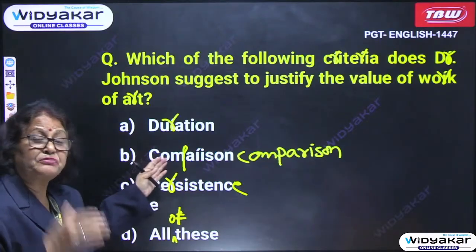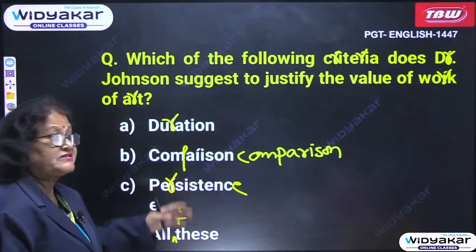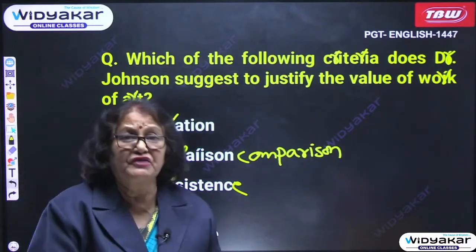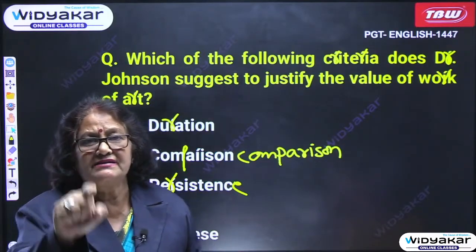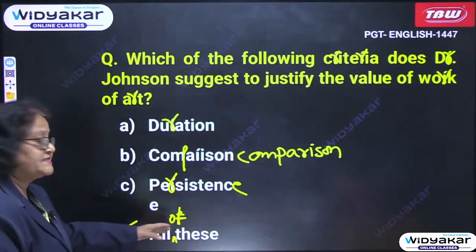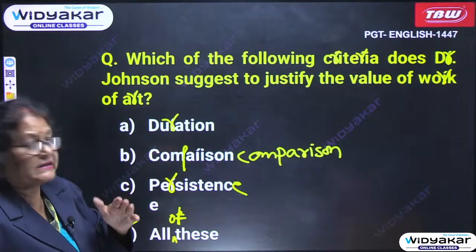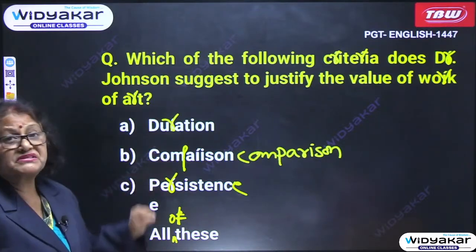Then comparison: at every stage people have been comparing. Persistence: in spite of all the comparison, it persists, it continues. That is, all of these is the right answer. According to Johnson, these are the three criteria: duration, comparison, persistence.